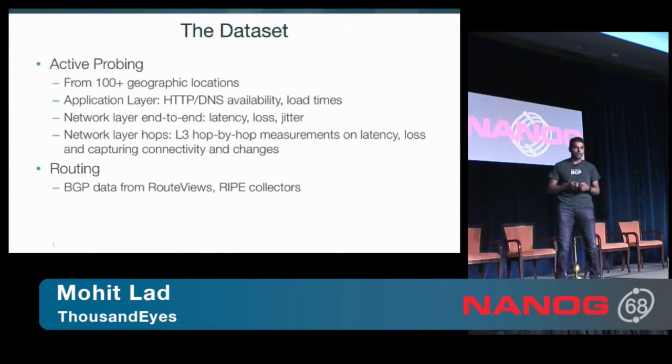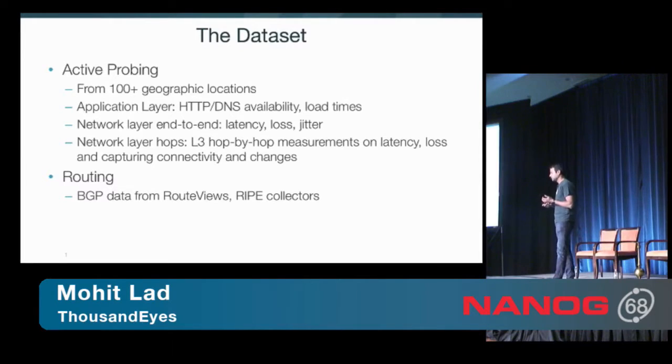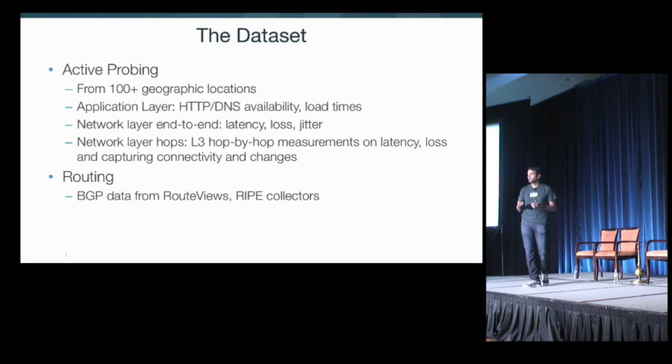Real quick, before I get into the details of this, I wanted to spend a second just talking about the data set that we're working on here. At a high level, this is a combination of two different kinds of data. The first set of data is what we call active probing. This is where we use about 120, 130, 140 sites that are geographically dispersed to test performance at various layers, at the application layer, at the network layer, including the hop-by-hop paths, from these sites to specific targets. For example, we would be looking at connectivity and performance to Facebook, to Twitter, to Google, to all of the popular sites.